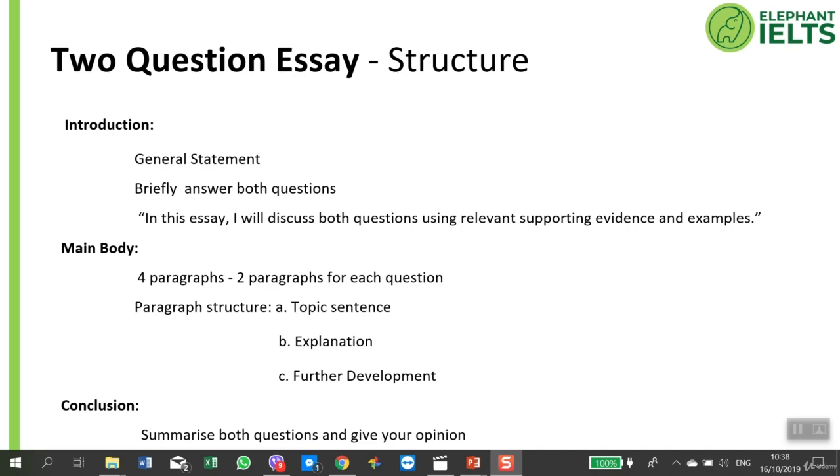Begin with the first topic sentence, which answers the question, explain the topic sentence, and try to use a complex sentence as we said, and then your further development sentence, which could begin with something like in addition or for example, or recent statistics have shown that, or this means that. And then of course, after the first 2 paragraphs, you begin to answer the next question, again using the same paragraph structure. And you end with a conclusion in which you summarize both questions and give your opinion.